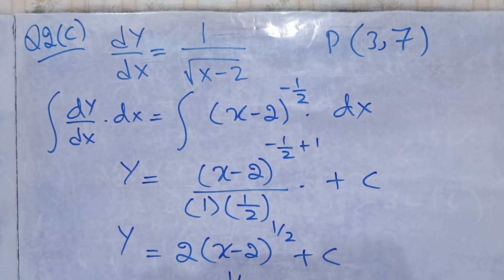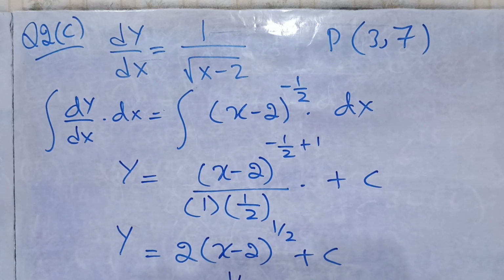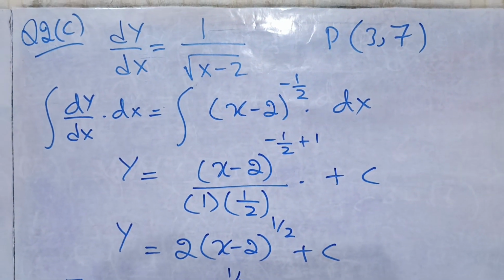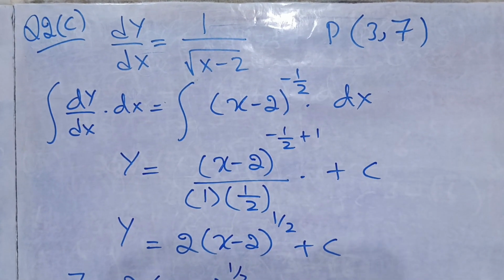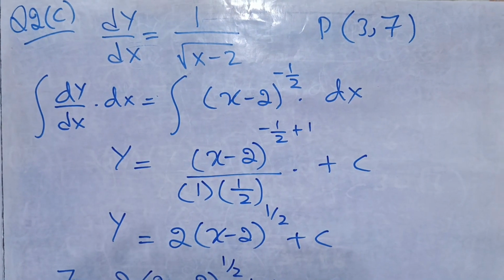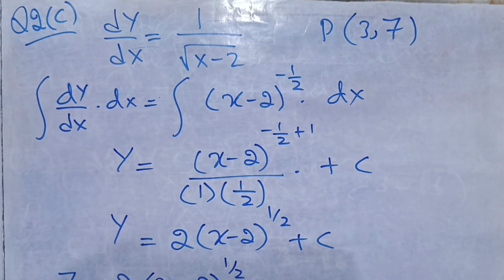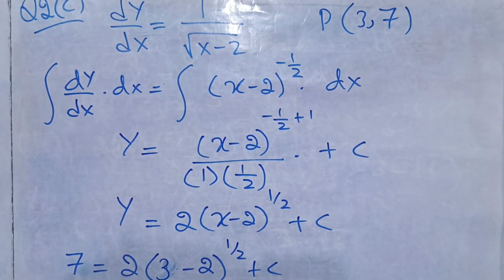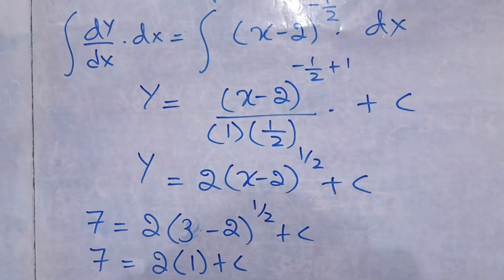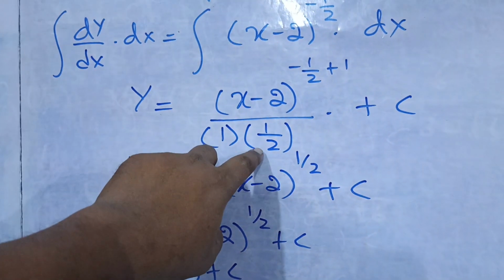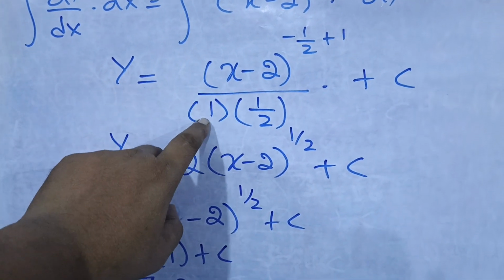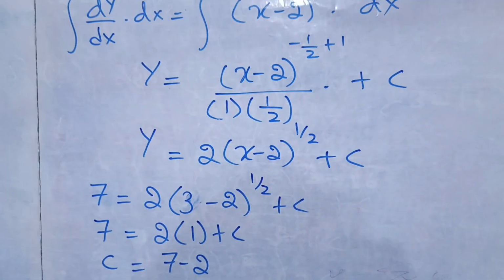So I will integrate both the sides. I will bring this upstairs. So you will have here (x minus 2) raised to power minus 1 by 2. Okay, so this side will become y. This side the power will be increased by 1, and with the same number I will divide. So minus 1 by 2 plus 1, that is equals to 1 by 2. So this 1 by 2 will come here, and this 2, which is the coefficient of x, will also come here, and plus c.